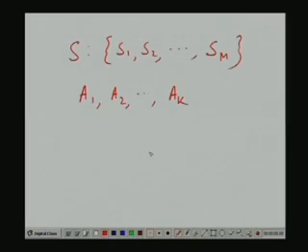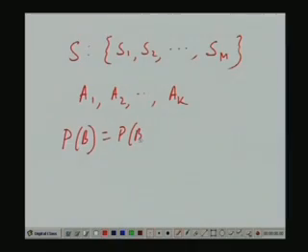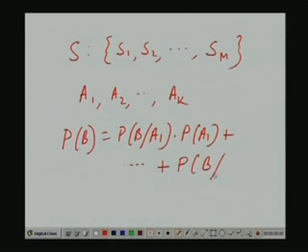In that case, as you have seen earlier, for any arbitrary event B, we can always write P(B) as P(B given A1), that is, the probability of event B conditioned on the event A1, times P(A1), plus dot dot dot, likewise P(B given AK) times P(AK). Well, this is just for discrete probabilities, but we can use the same concept to derive the corresponding case for probability distributions.